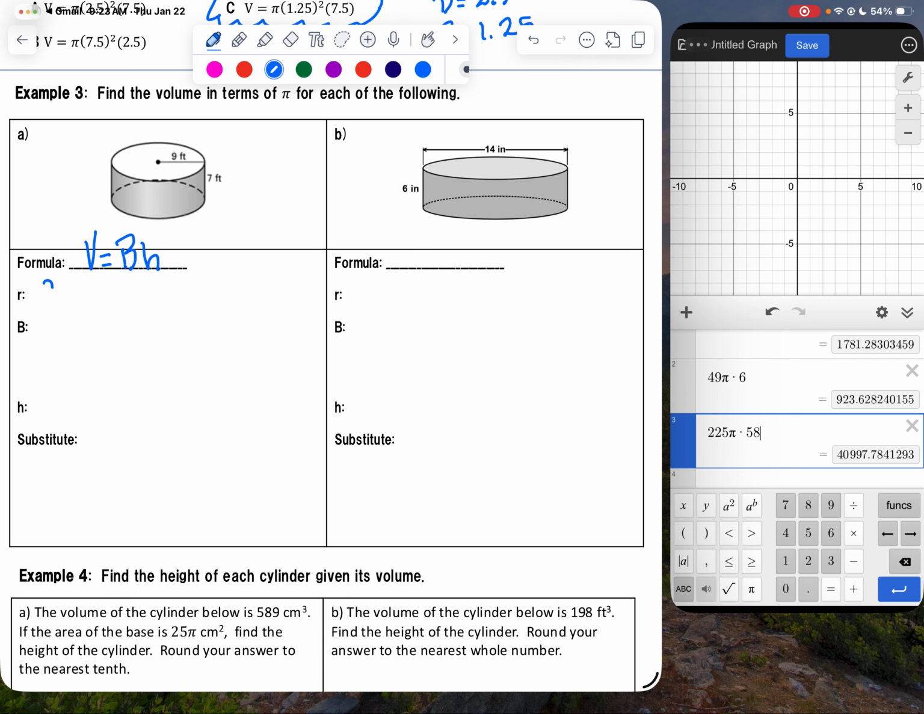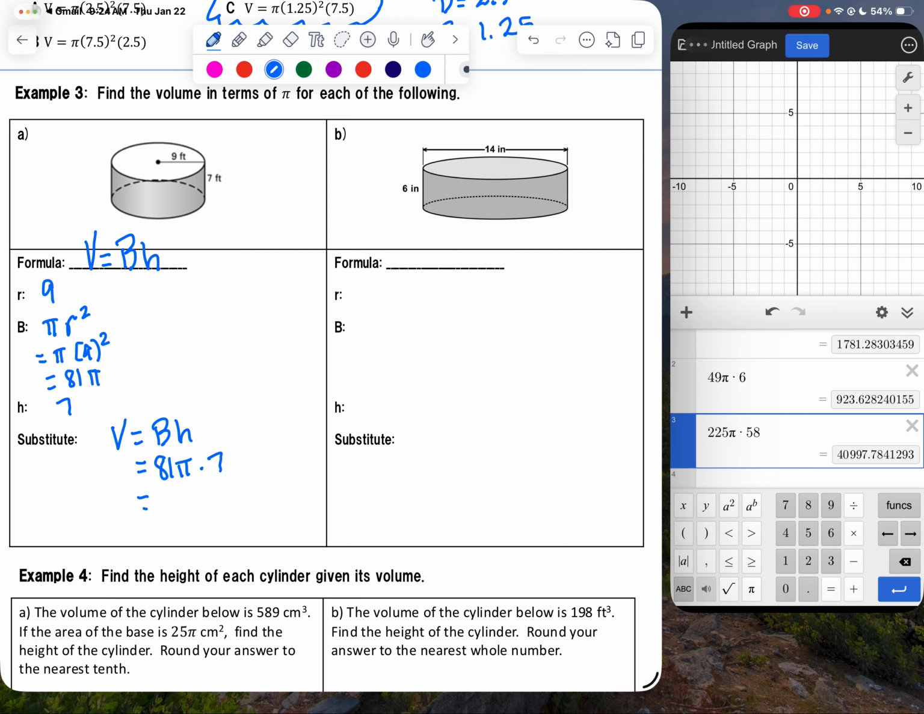In this problem, our radius is 9 feet. The area of the base, we have pi r squared. So that would be pi times 9 squared, which is 81 pi. Our height is 7. So when I substitute this into volume equals area of the base times the height, I get 81 pi times 7.